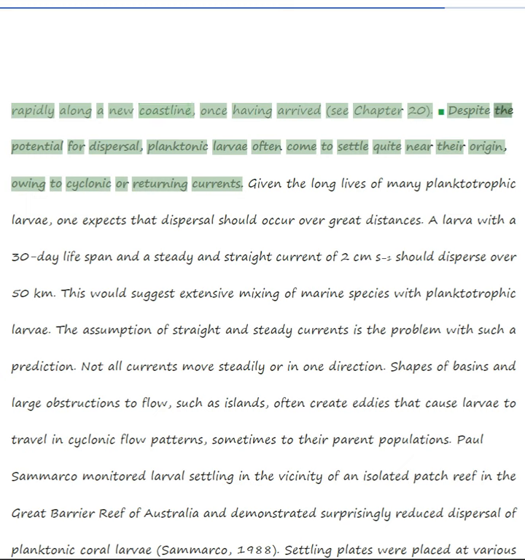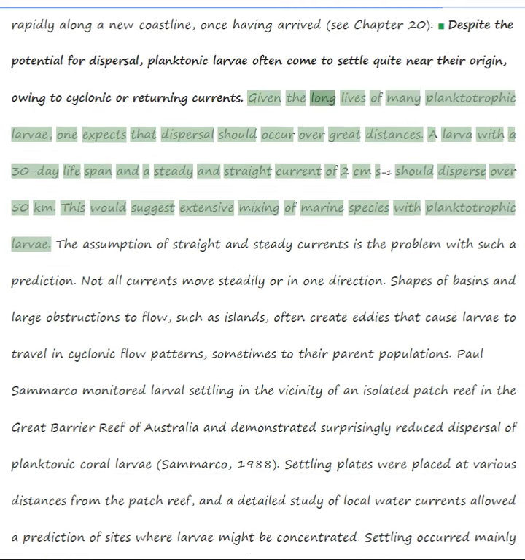Once having arrived despite the potential for dispersal, planktonic larvae often come to settle quite near their origin, owing to cyclonic or returning currents. Given the long lives of many planktotrophic larvae, one expects that dispersal should occur over great distances. A larva with a 30-day lifespan and a steady and straight current of 2 centimeters per second should disperse over 50 kilometers. This would suggest extensive mixing of marine species with planktotrophic larvae.